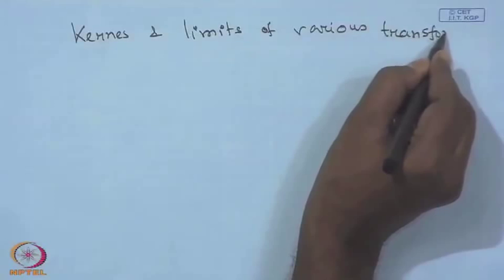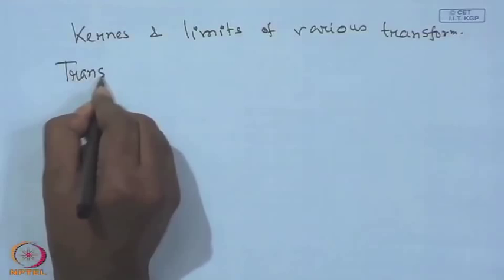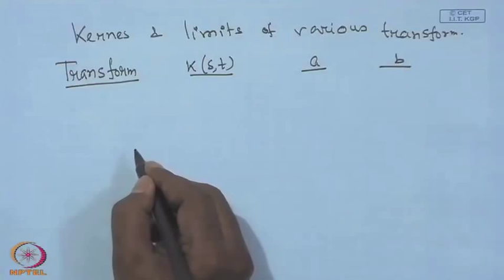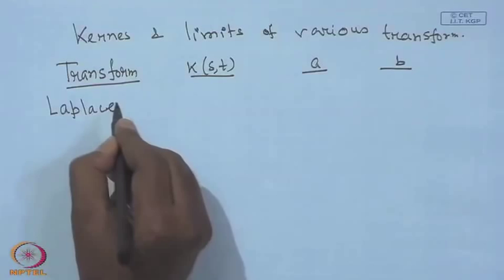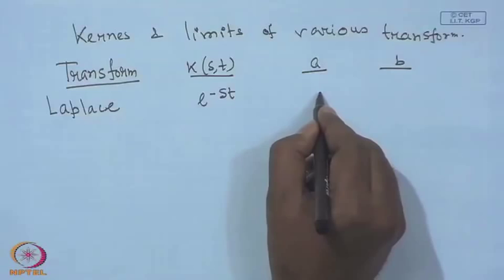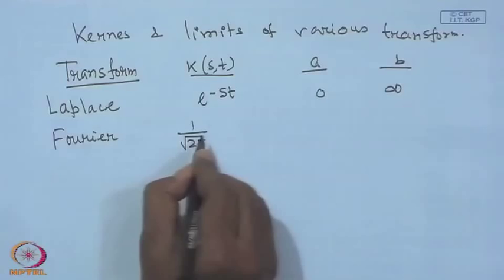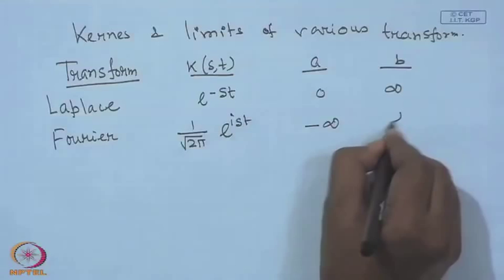Now, we just put the transforms in a tabular form, with the kernel K(s,t), the lower limit a, and the upper limit b. If it is a Laplace transform, then the kernel is e to the power minus s t, from 0 to infinity. Fourier is 1 over root 2 pi, e to the power i s t, from minus infinity to plus infinity.